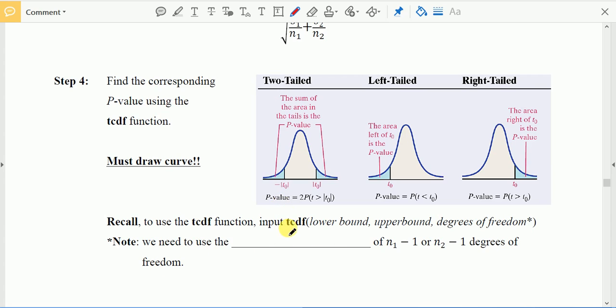For the tcdf, we're still using the lower bound, the upper bound, and the degrees of freedom. For the degrees of freedom, because now we have two different data sets, the first one and the second one, we need to pick the smaller of the two, n1 minus 1 or n2 minus 1. Whichever gives you the smaller value, you pick that one.